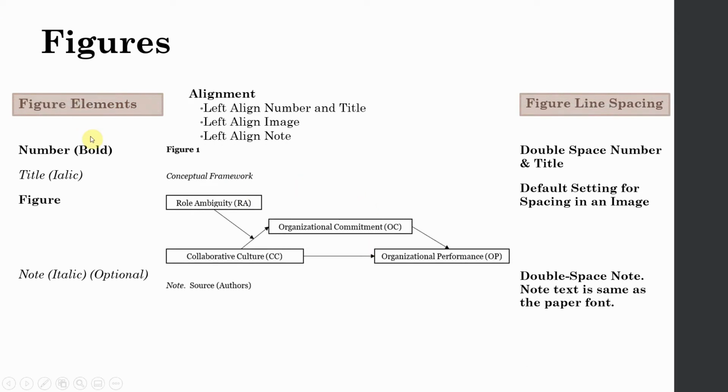The first thing, the figure elements. The number in bold, the title in italics, then the figure, the note in italic and optional. Here is the note in italic and the text is the same as you do in the body of the paper. The font should be the same. As far as the alignment, left align the number and title, left align the image, left align your note. Double spacing between the number and the title, default setting for spacing in an image, double spaced note, text should be the same as the paper font. So this is how you present your figure in APA style.